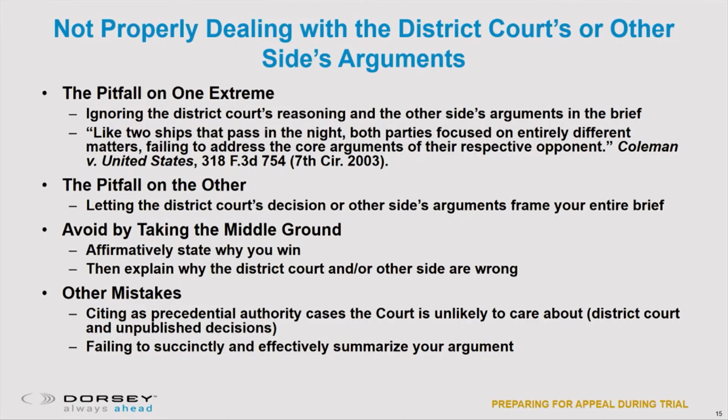Next pitfall is not properly dealing with the district courts or the other side's arguments. And this is one where I'm going to focus primarily on the briefing process. This is another one of those pitfalls where you have this pendulum and you just want to be careful not to be caught at either extreme. The pitfall on the one hand is ignoring the district court's reasoning and the other side's arguments in the brief. And as the Seventh Circuit pointed out in one of their opinions, this kind of brief is like two ships that pass in the night. Both parties focused on entirely different matters, failing to address the core arguments of their respective opponent.